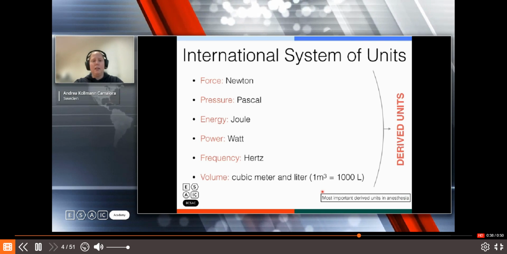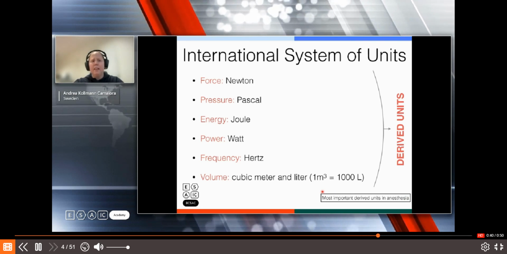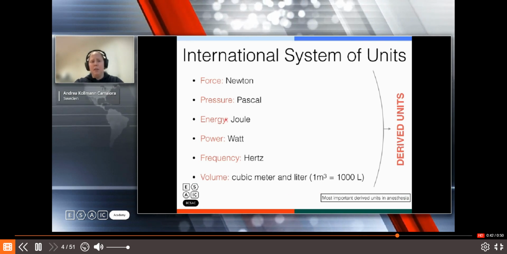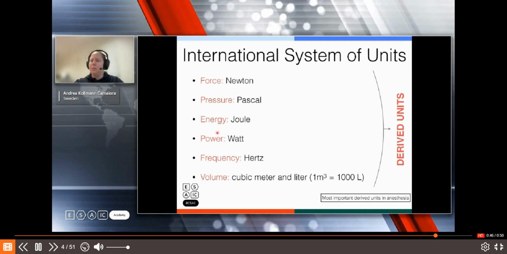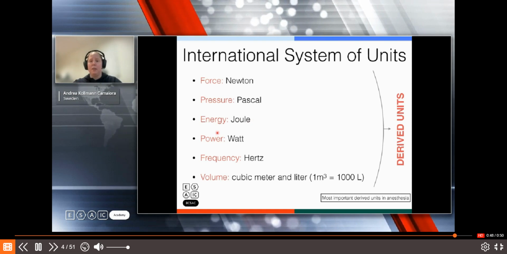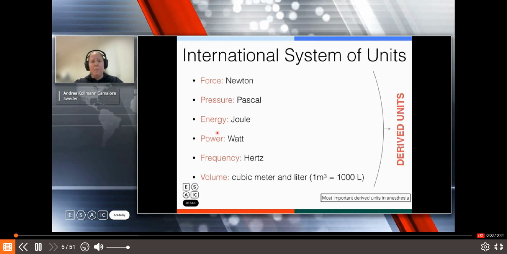But if they ask you in the exam, is the unit for energy the watt? Well, no, the unit for energy is the joule. So these are typical questions that can come in part one as part of the true or false.